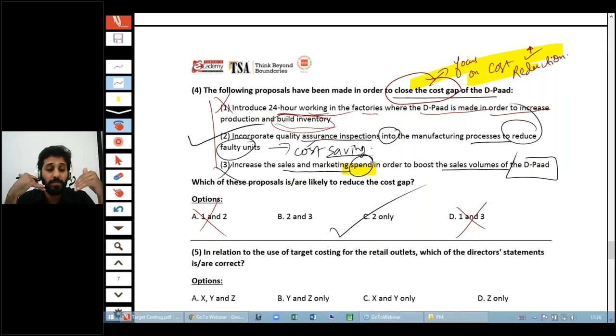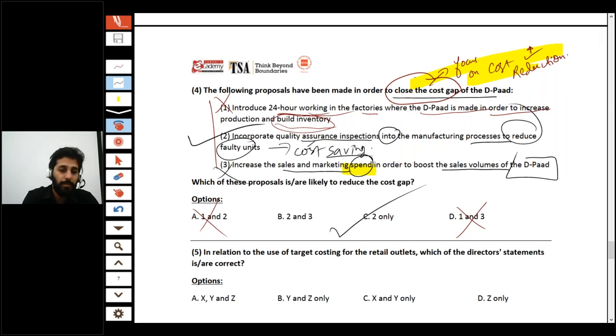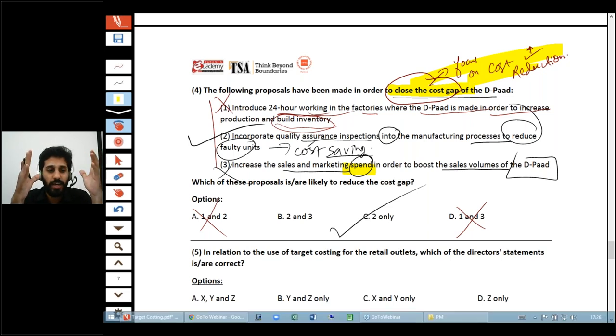Point number three is suggesting that I increase the spend on marketing, but the concept of target costing is saying that you reduce your cost. So this is not applicable in order to close the cost gap. You have to reduce the cost gap. You can spend more on marketing, but it's not your choice. In order to close the cost gap, you should at least reduce your cost, and this is not the good strategy.